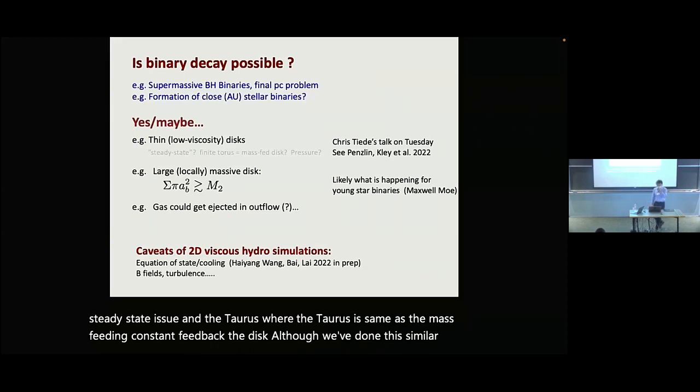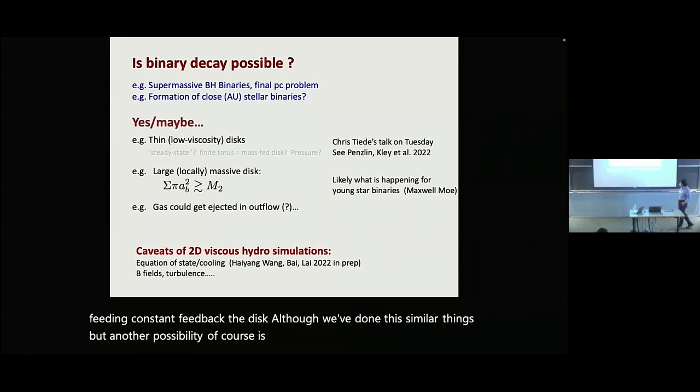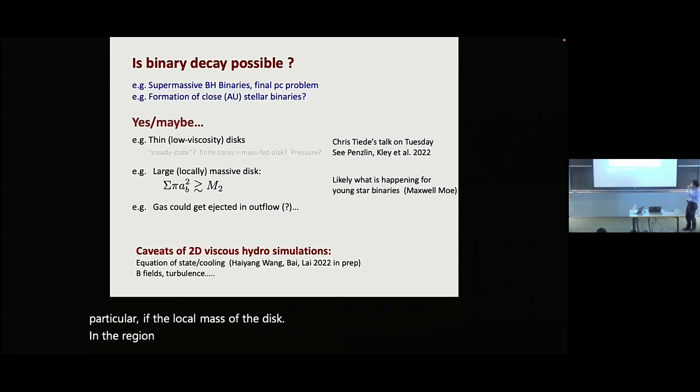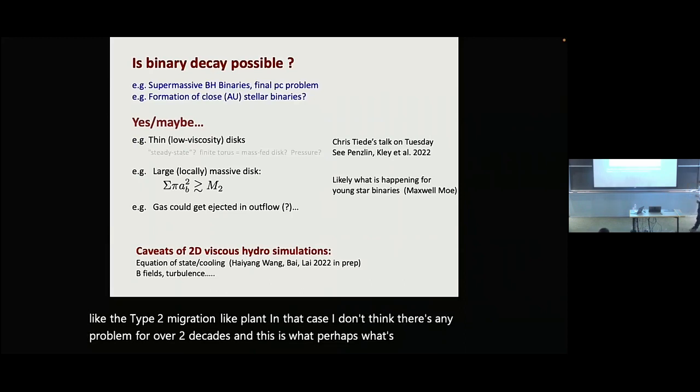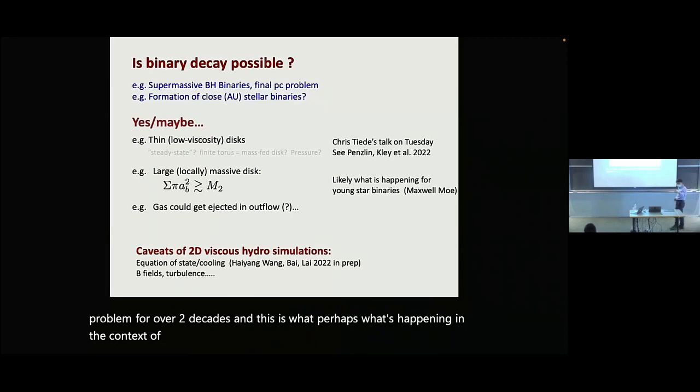Another possibility, of course, is that if you have a massive disk, in particular, if the local mass of the disk in the region of the binary is larger than the secondary mass, then the problem is very different, right? In that case, you have essentially something like type 2 migration, like a planet. In that case, I don't think there's any problem for orbital decay. And this is perhaps what's happening in the context of star formation, that we heard a nice discussion of from Maxwell the other day.